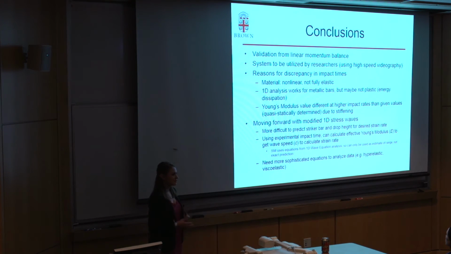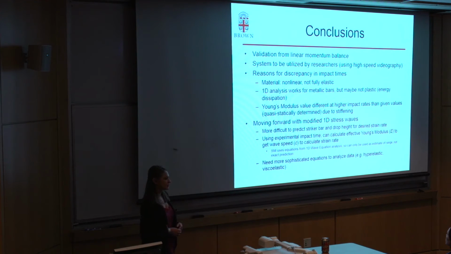They can attempt to get an idea for the strain rate that an impact bar will cause by back calculating an effective Young's modulus using an experimental impact time. And with that Young's modulus, they can get the wave speed and then calculate the strain rate. But again, this would utilize the 1D wave equations, so it wouldn't be perfectly accurate, but may give them a closer idea of the strain rate.